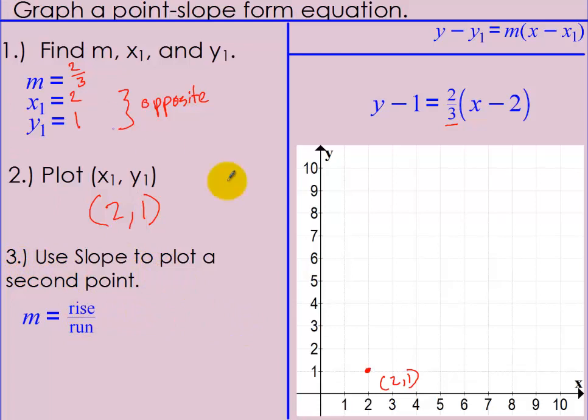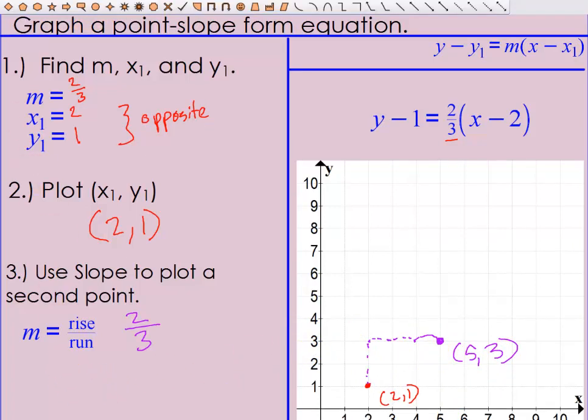So you're going to start with the first point I plotted. Don't just start at the y-axis. Start right here, and the rise over run is going to be a rise of 2 and a run of 3. So I go up 2, 1, 2, and I run 3, 1, 2, 3. So it goes right here. And that's my second point. I'm going to label that point. It's at 5, 3.